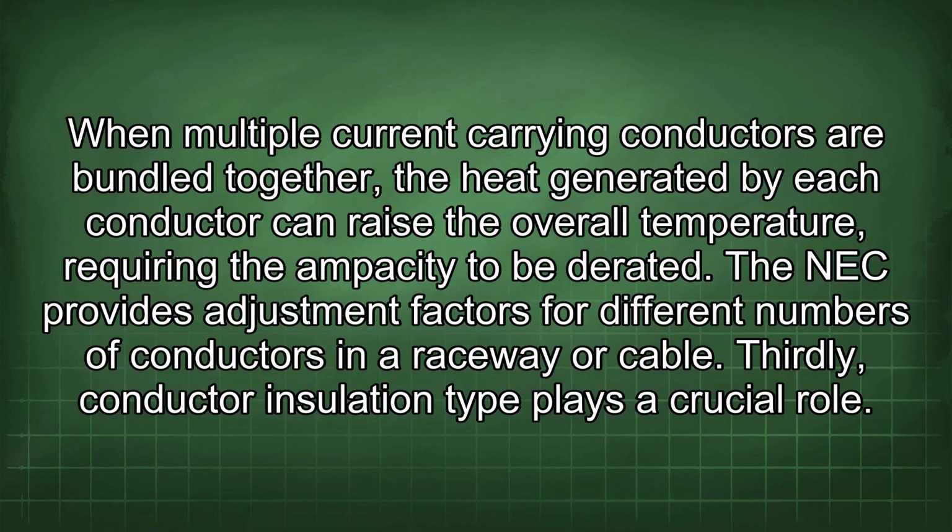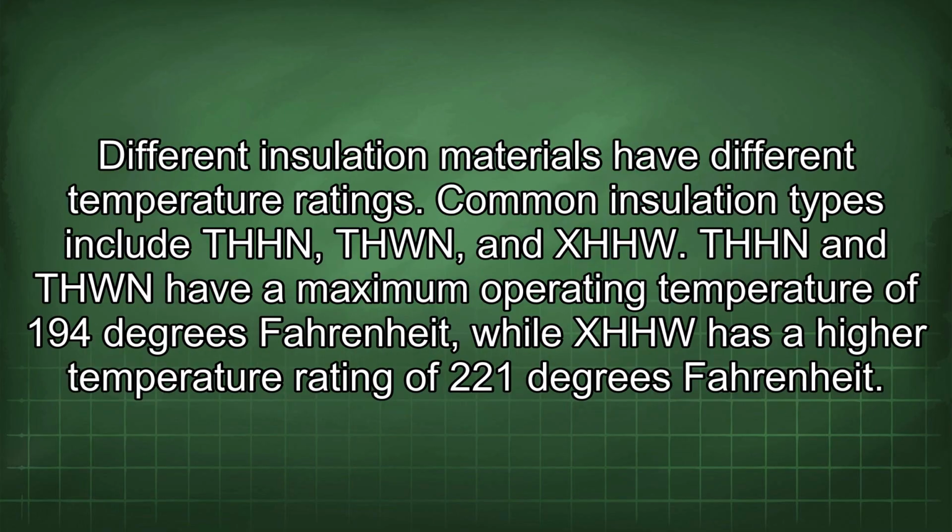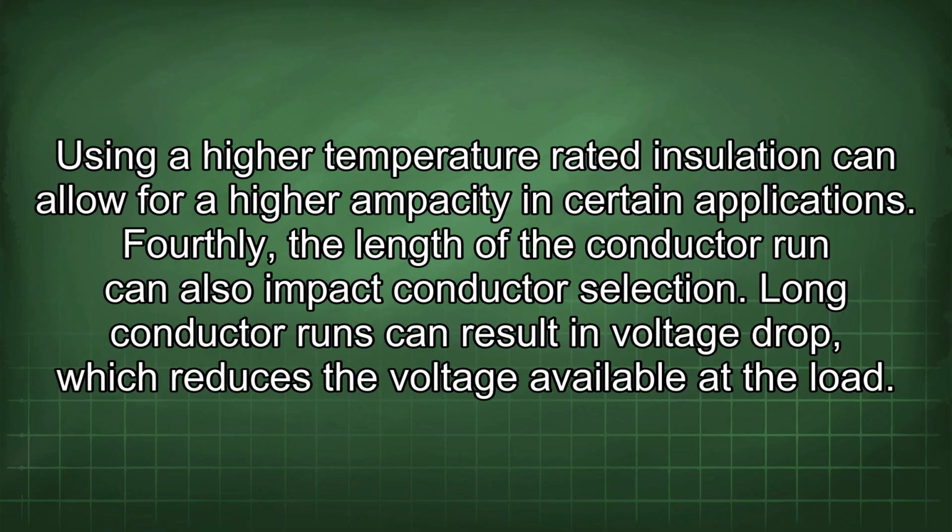Thirdly, conductor insulation type plays a crucial role. Different insulation materials have different temperature ratings. Common insulation types include THHN, THWN, and XHHW. THHN and THWN have a maximum operating temperature of 194 degrees Fahrenheit, while XHHW has a higher temperature rating of 221 degrees Fahrenheit. Using a higher temperature rated insulation can allow for a higher ampacity in certain applications.